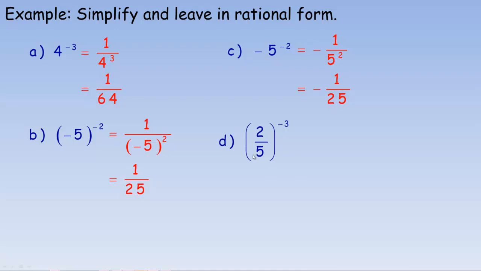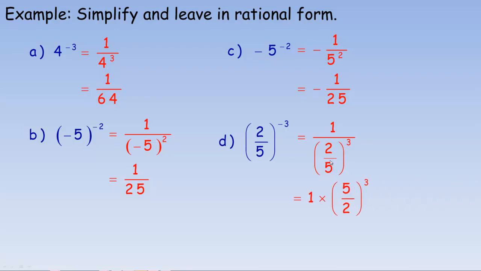In D here, I'm going to show you 2 ways to do D. I'm going to do D like I did A, B, and C, and then I'm going to show you a shortcut. So the exponent of negative 3 is what the 2/5 is raised to, so we could write it as 1 over the 2/5 raised to the exponent of 3.